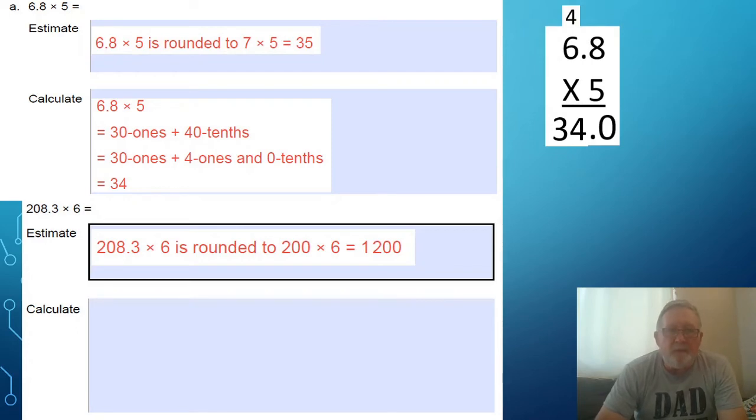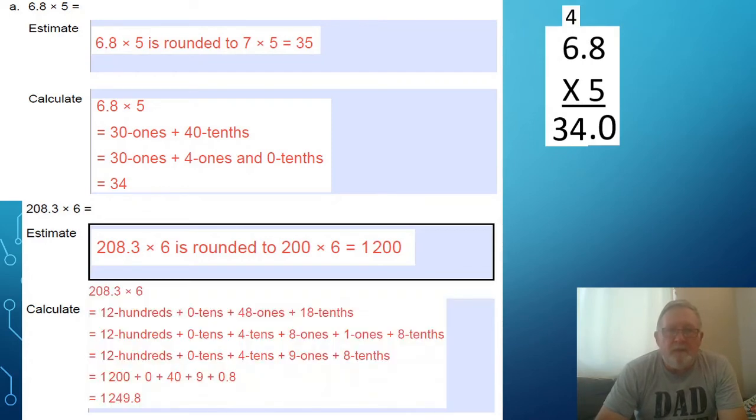All right, how'd you go? If I'm partitioning or breaking it up into its parts, I've multiplied this 200 by the 6, which gives me 1200s. 0 tens, 6 times 0 is 0 tens. 6 times 8 is 48, that was ones. And 6 times 3/10 is 18/10.